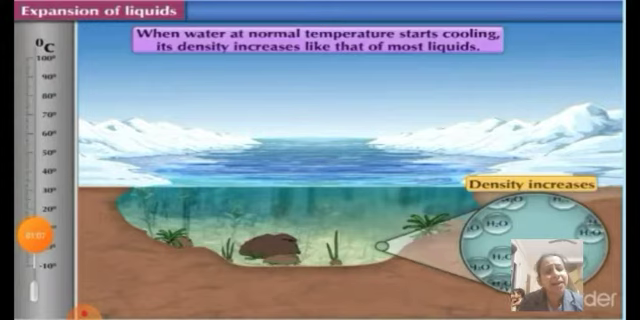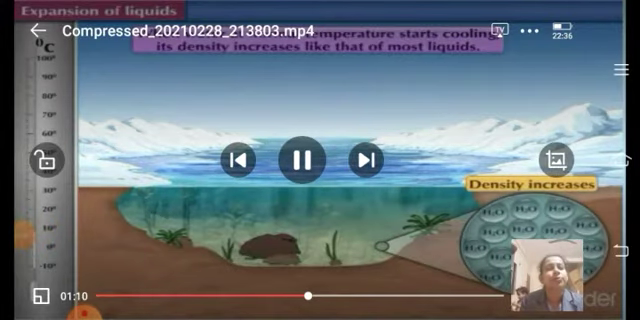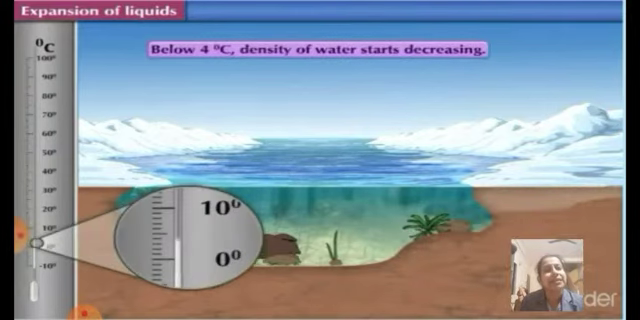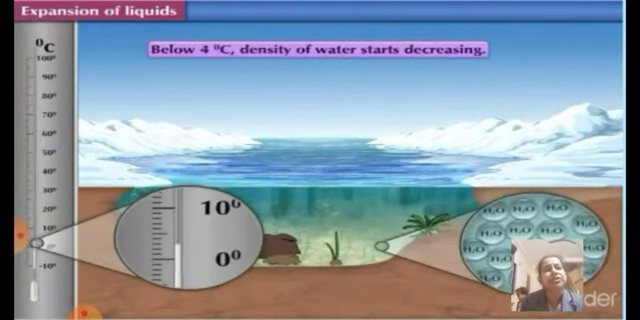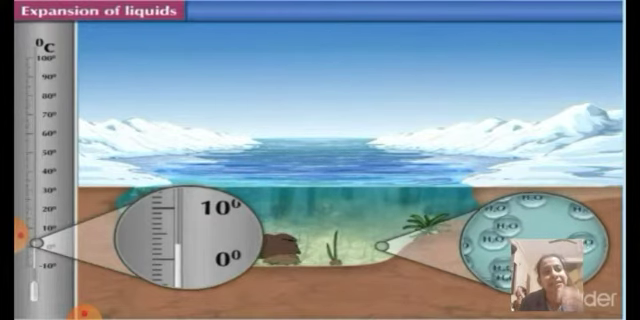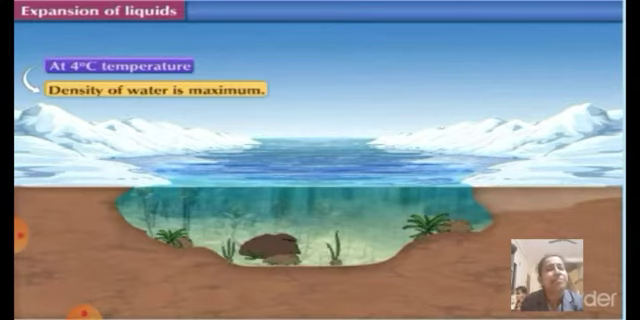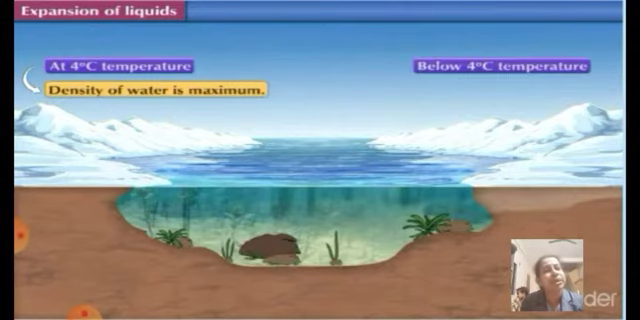But then why are we saying that water shows a different behavior? Let's see at what temperature it shows a different behavior. So here you can see that the density increases. Below 4 degrees Celsius, the density of the water starts decreasing. Instead of increasing, it starts decreasing. Fine. And then what happens at 4 degrees Celsius? It has maximum density and so minimum volume.